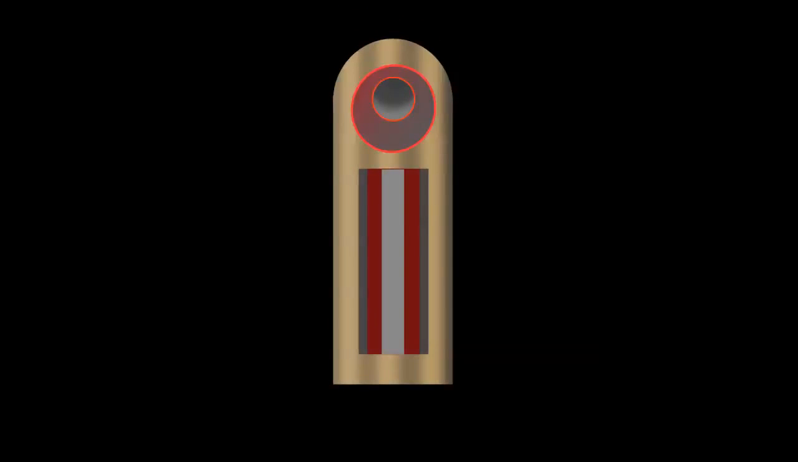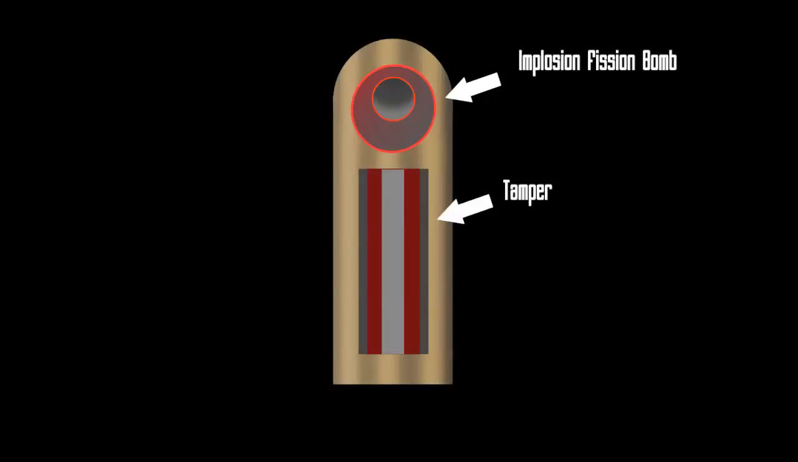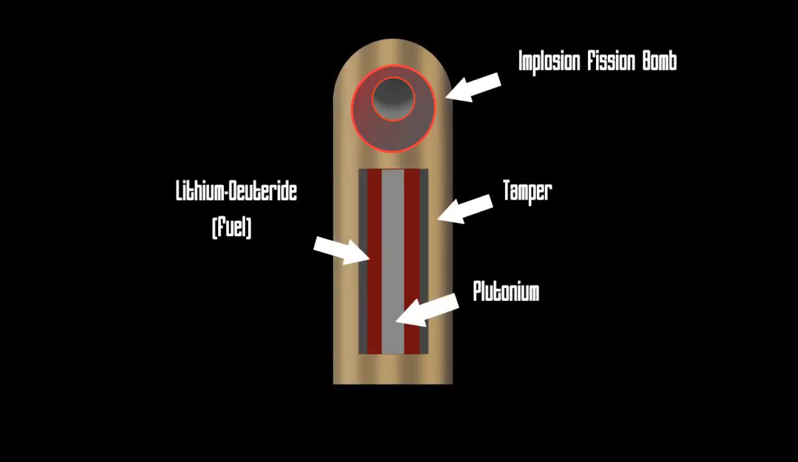To understand this bomb design, imagine that within the bomb you have an implosion fission bomb and a cylinder casing of uranium-238, or tamper. Within the tamper is the lithium deuteride, which is the fuel, and a hollow rod of plutonium-239 in the center of the cylinder.